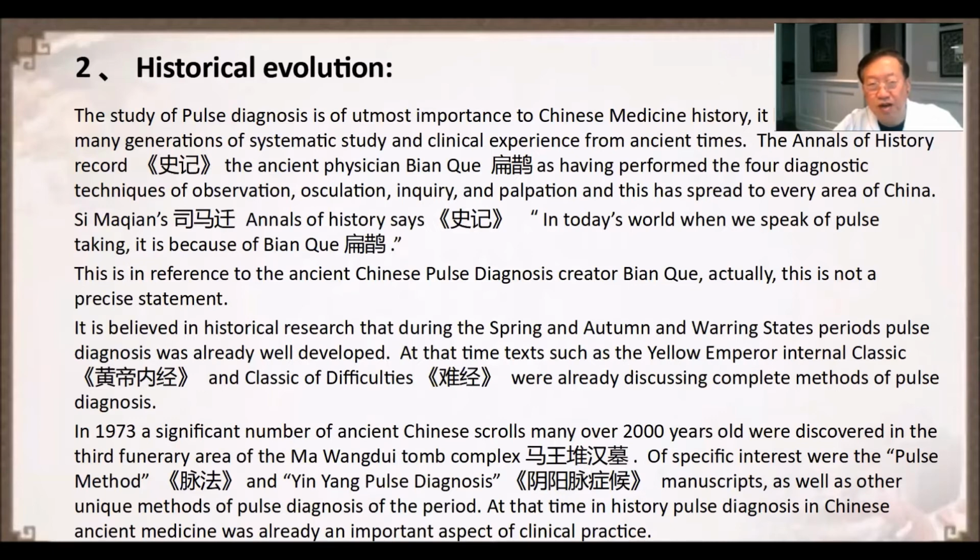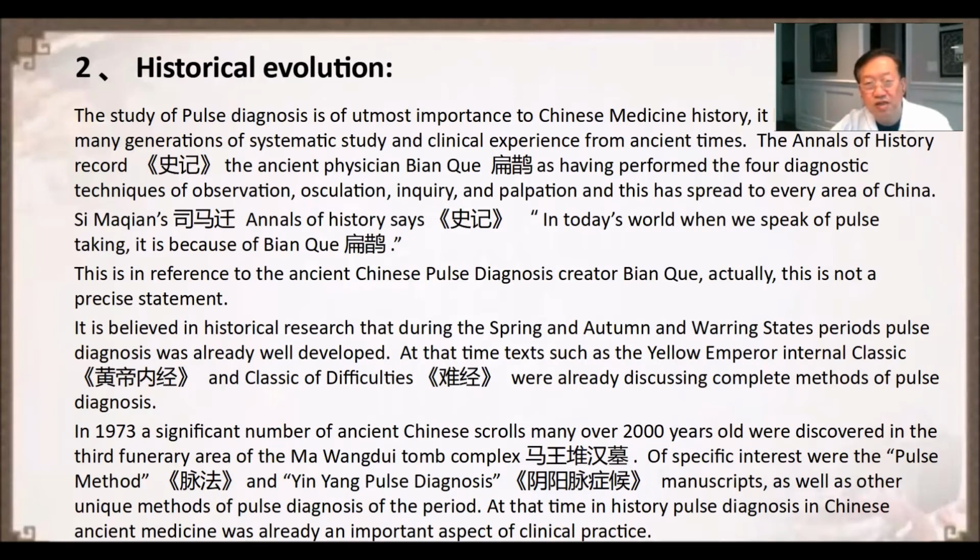This is in reference to the ancient Chinese pulse diagnosis creator Bian. Actually, this is not a precise statement. It's believed in historical research that during the spring and autumn period and the warring states, pulse diagnosis was already well developed. At that time, texts such as the Yellow Emperor Internal Classic and the Classic of Difficulties were already discussing complete methods of pulse diagnosis.